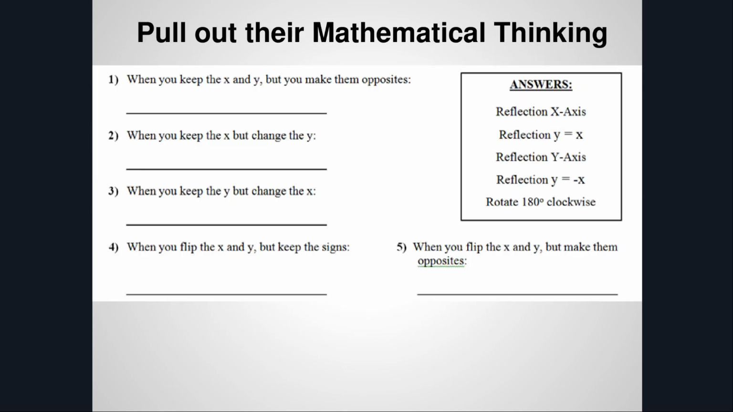Another example that I've done, and this is a unit I'm doing right now, is transformations. Before giving them a specific problem, I give them the guidelines, the steps. So when you keep the X and Y, but you make them opposites, what are you doing? When you keep the X, but you change the Y, oh, you cross the X, you keep the X. And we're talking about reflections and rotations and their meaning. So first I focus on the meaning and what you do to the coordinates, and then we actually do an example. They have to understand the background and the process before doing the problem.